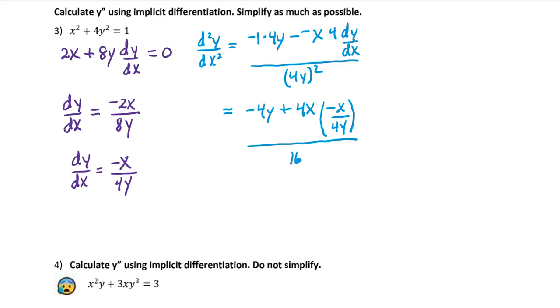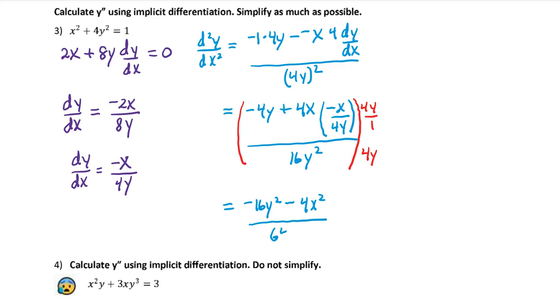So that's 16y squared. Now, just like before, I want to get rid of this 4y down here in the denominator, so I'm going to multiply by 4y over 1 in the numerator times 4y in the denominator. And again, I'm doing that to the entire fraction here, numerator and denominator. So 4y times negative 4y is negative 16y squared. The 4y's are going to cancel on the right. That's going to leave me negative 4x squared. And the denominator is now 64y cubed.